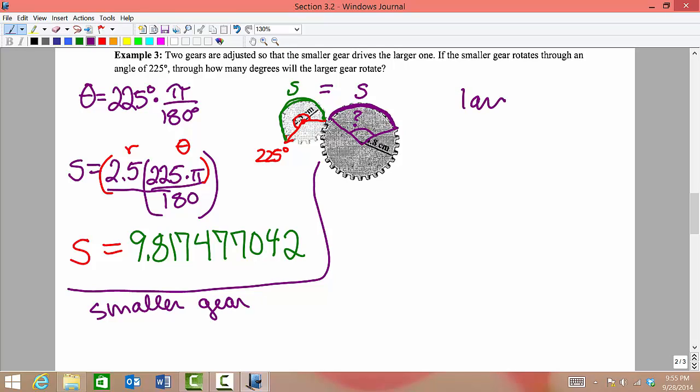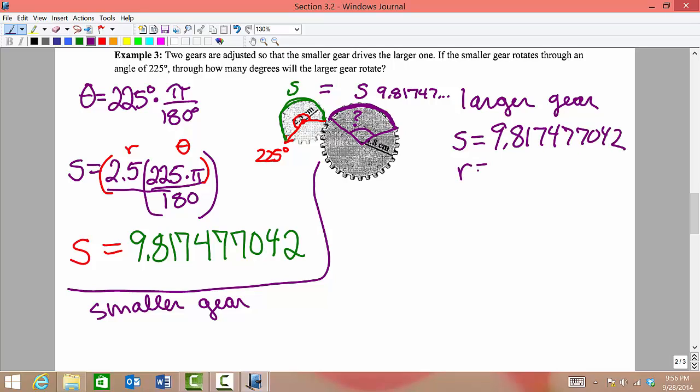Now what about the larger gear? Well, for the larger gear, we actually know that the arc length that is moved is 9.81747, etc. So let's go ahead and say that we know the arc length. We know the radius is 4.8. And now what we're looking for is our angle theta. And eventually we do want to get degrees, but for now we're going to solve for our angle theta in radians.